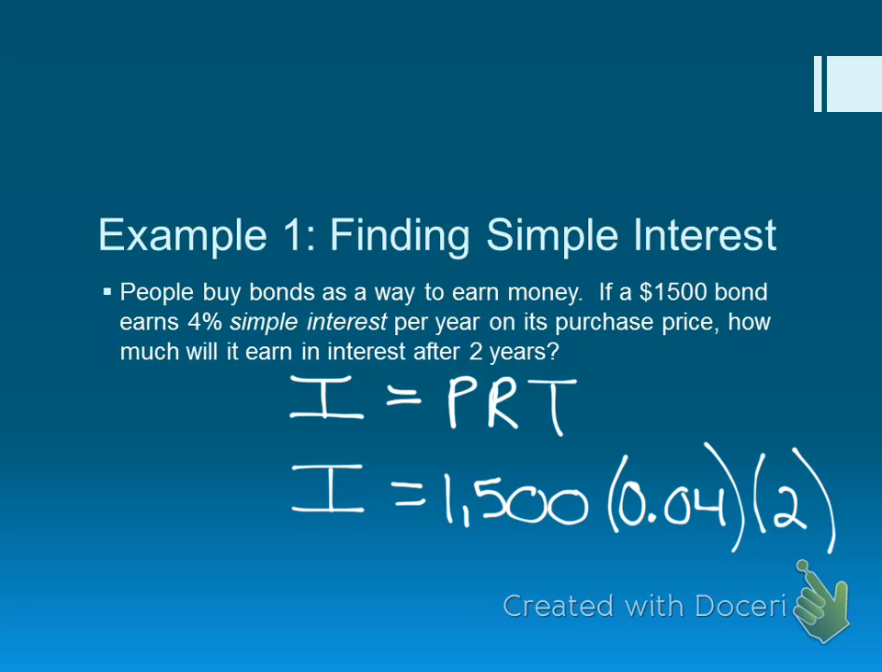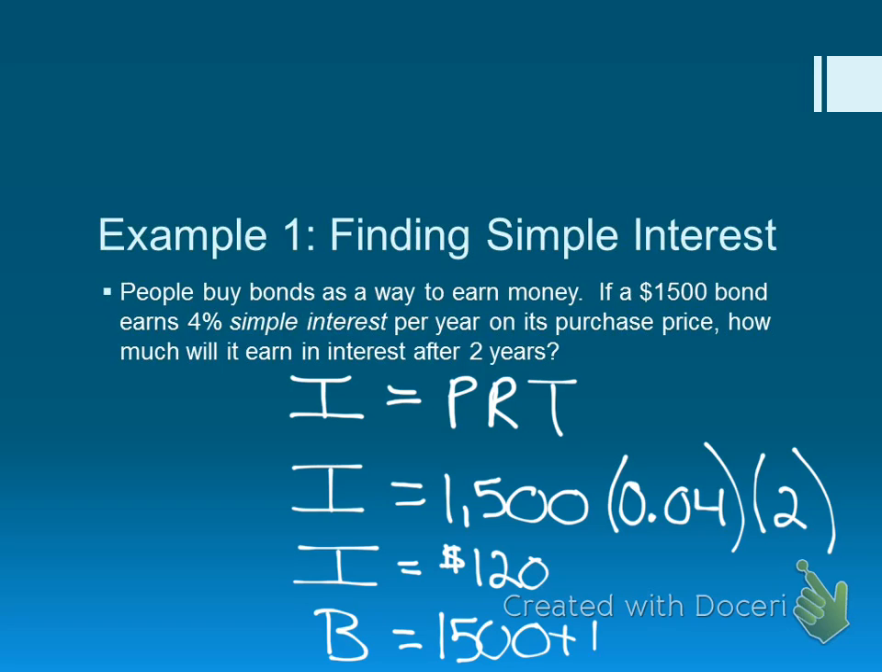All right, so now you're just going to multiply all the numbers together to find your interest. And I equals what? Yes, I equals $120. We're not done yet, though. We found our interest. Now I want to know, what is our final balance, or B? What is our final balance on the amount of money that we had? So how much did we invest in the beginning? $1,500. How much did it earn in interest? $120. So how much do I have now?